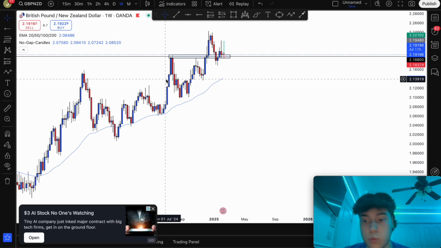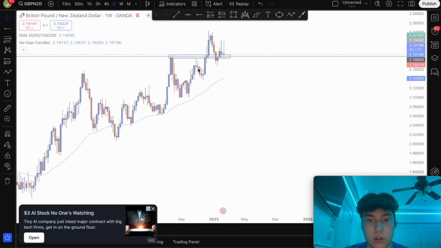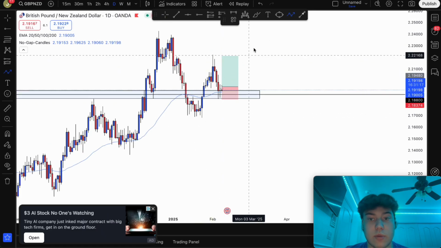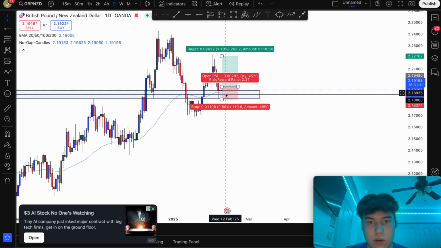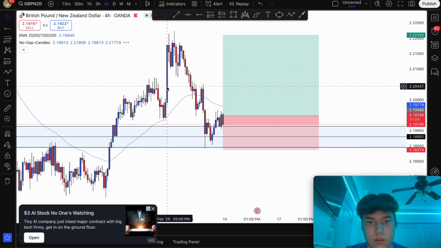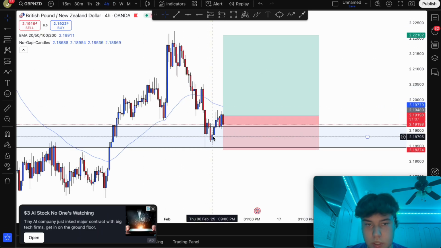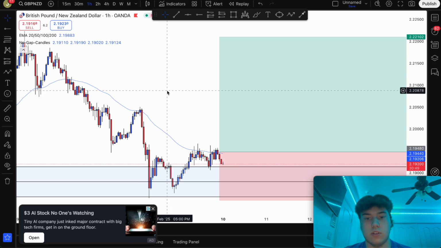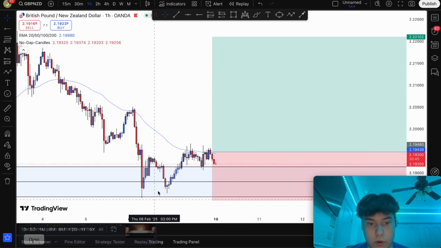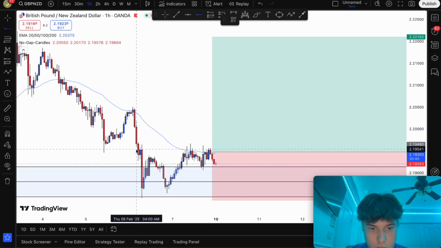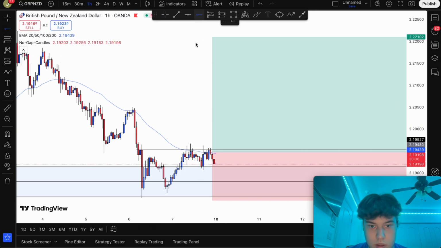GBP NZD, on the weekly time frame, we are bullish. On the daily time frame, we are bullish. This is our higher low. This is our higher high. On the 4 hour, we are also bullish. So what I'm waiting for on GBP NZD is for a shift of structure. Right now, we are bearish. This is the lower high. This is our lower low.